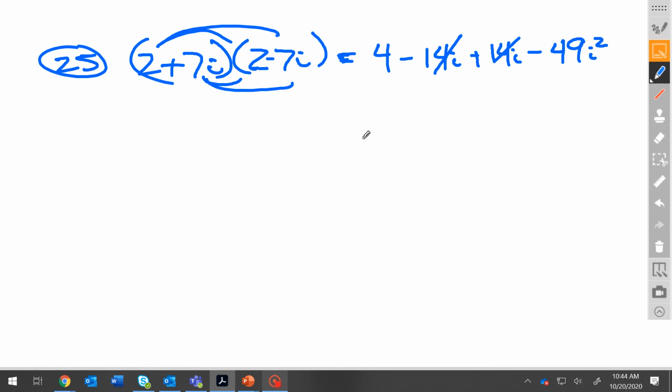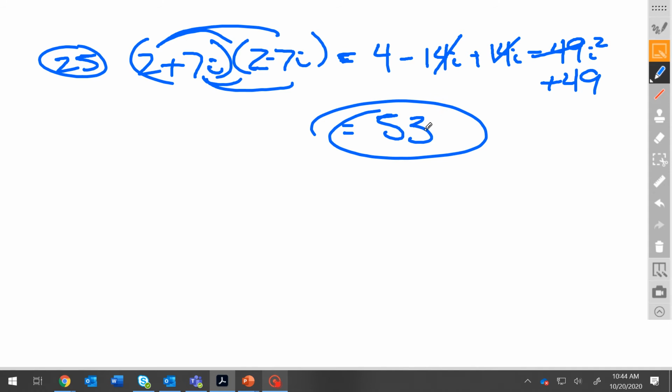Well, the i's are going to cancel. i squared is just negative 1, so this just becomes positive 49 or plus 49. So what we have is 4 plus 49, which is 53. So number 25, our product is a real number.